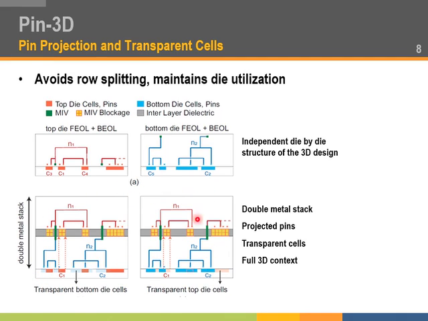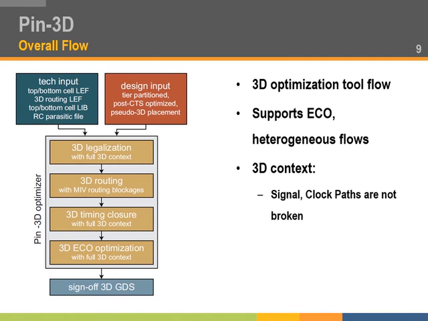Similarly, in the bottom die stage, the top die cells are made transparent. This is what we mean by transparent cells and 3D context. So what is the use of this and how are we going to use this? Pin3D optimization takes netlist structure and timing information, library timing information as inputs along with the pseudo 3D design. The flow of operations is legalization, routing, timing closure, and an optional ECO stage to fix any persistent timing violations.